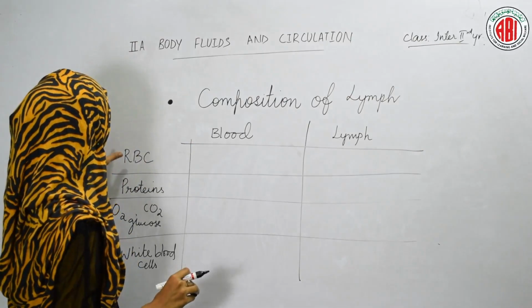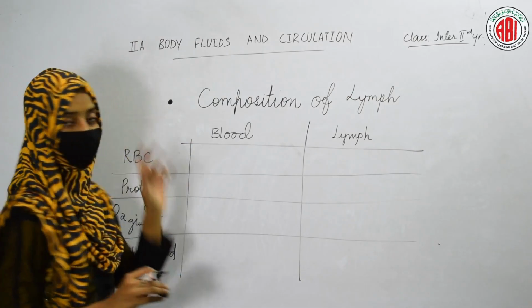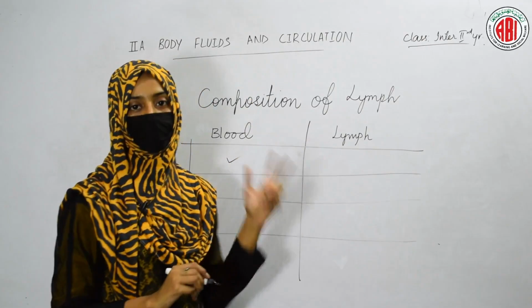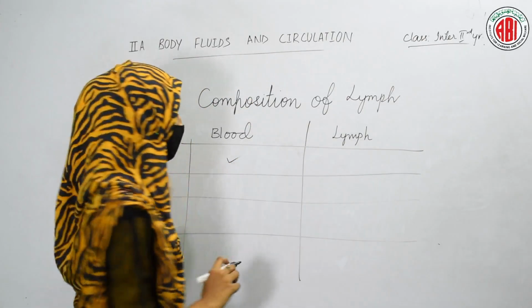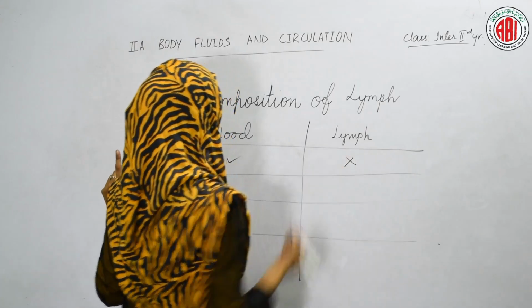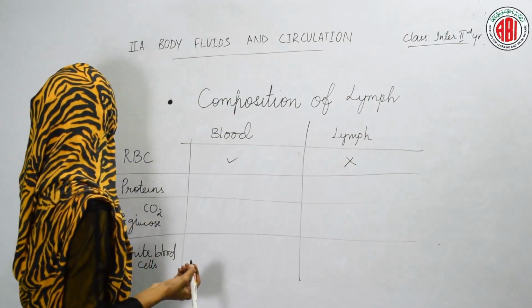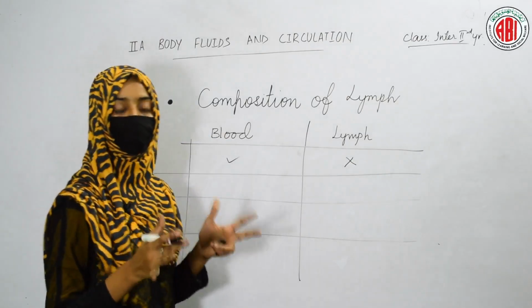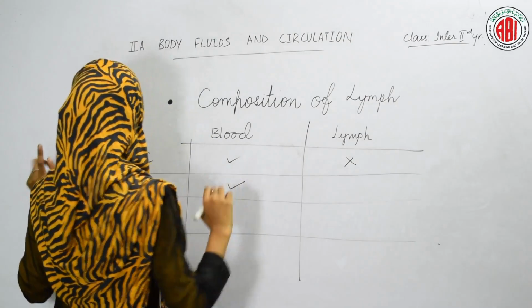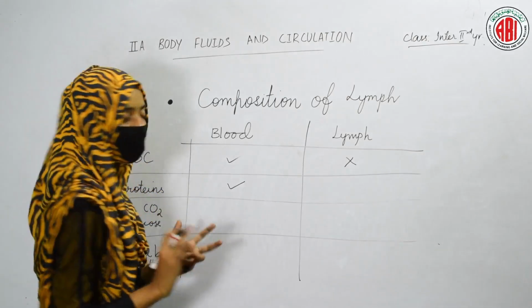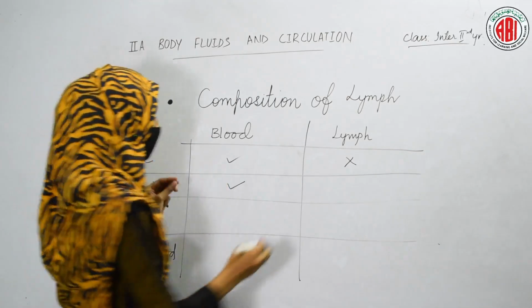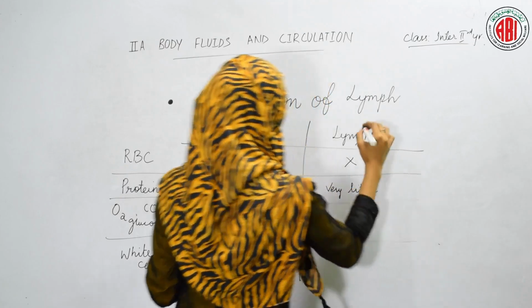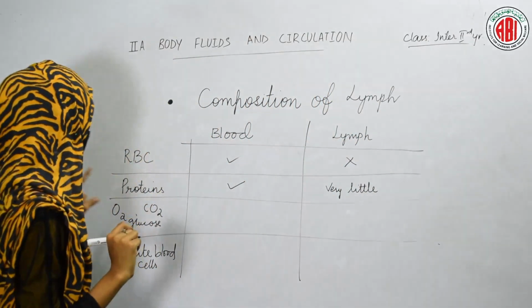Red blood cells are present in our blood. In the lymph, you cannot find red blood cells. Red blood cells are absent in our lymph. This point I already mentioned before. When you see the proteins, they are found in a huge amount in our blood, but proteins are not present in a huge amount in the lymph. Very little protein can be seen in the lymph, which is a fluid.